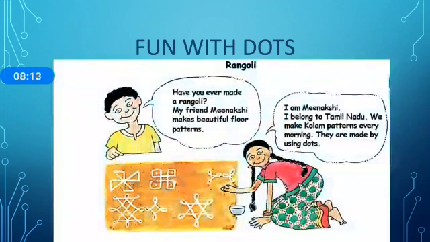Here are two children. They are making something on the floor. The boy is asking, have you ever made a rangoli? My friend Meenakshi makes beautiful floor patterns. The girl says, I am Meenakshi. I belong to Tamil Nadu. We make kolam patterns every morning. They are made by using dots.